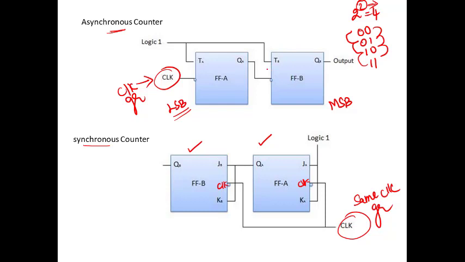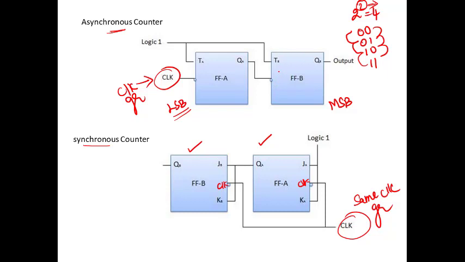Now the second flip-flop, the MSB flip-flop, will be fed from the output of the first or preceding flip-flop. Hence the output of the first flip-flop will be fed to the clock input of the second flip-flop. In every case, the clock of each flip-flop will be fed from the output of the previous flip-flop.